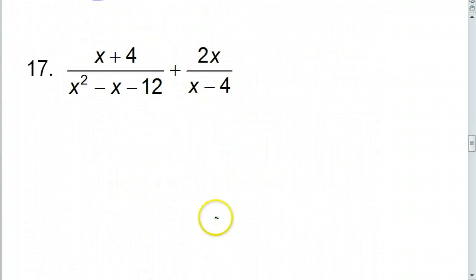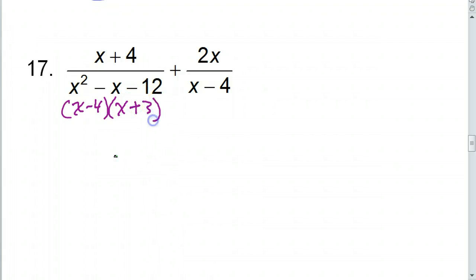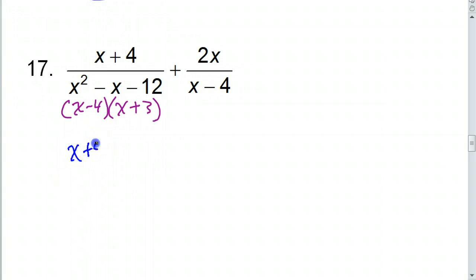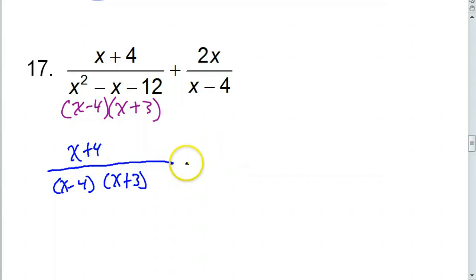All right, number 17 is going to have to be factored down a bit. So this is going to factor down as x minus 4, x plus 3. Very good. But we need like denominators though. So I'm going to just recopy this. Right now we have x plus 4 over x minus 4, x plus 3. And then over here we have plus 2x over x minus 4.